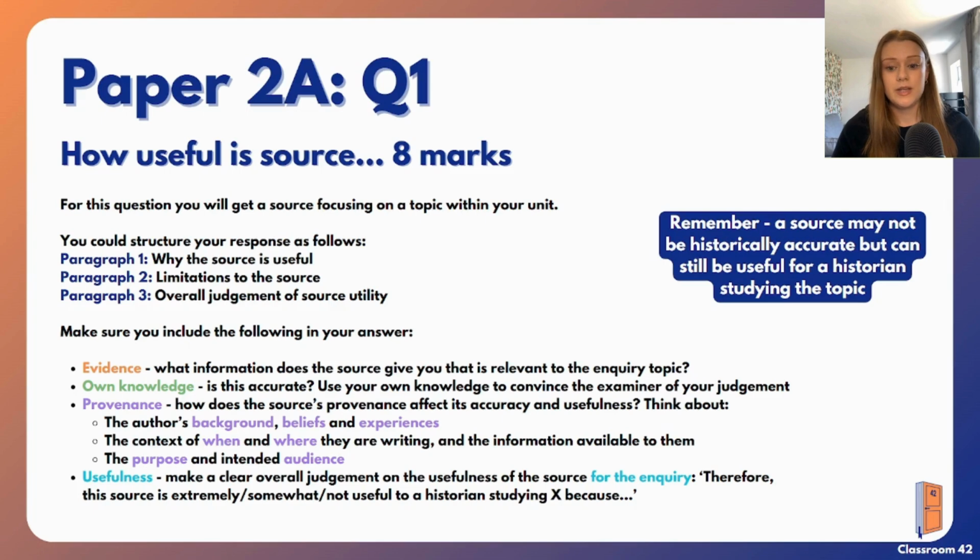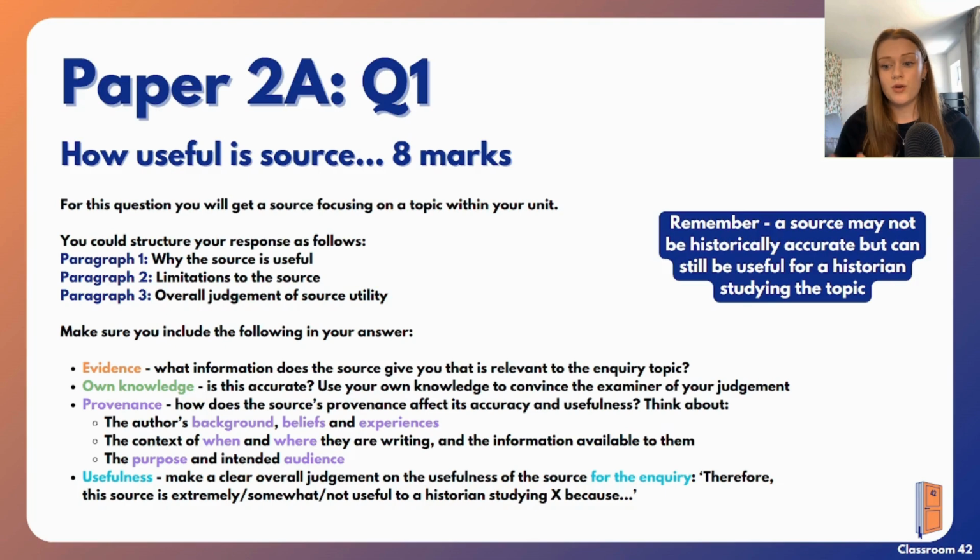The next thing you need to make sure you include is about the provenance. So this is the bit of text above the source that will tell you a bit about the author. It might tell you what the source is, a little bit about the background of the author, when it was published, those kind of things.